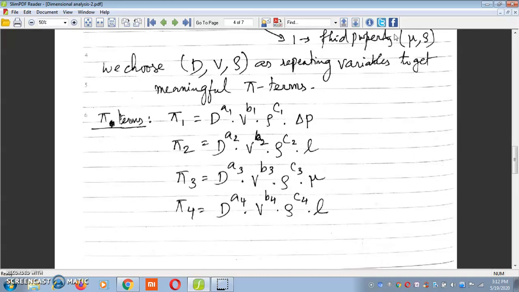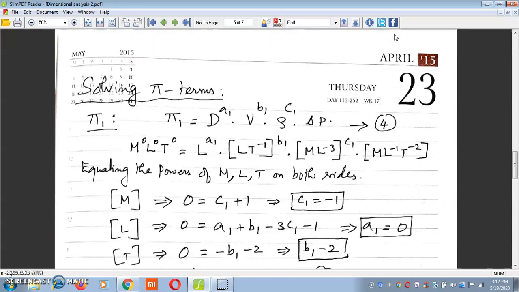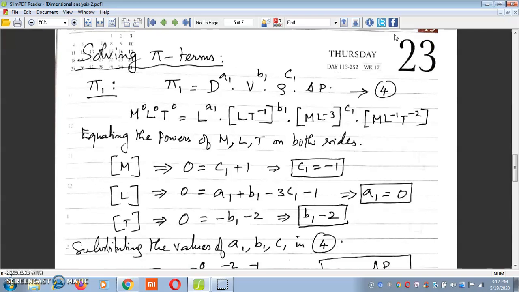Now I need to solve each pi term by the method of dimensional homogeneity. It is very simple. I need to substitute the dimensions of each quantity in the equation for pi and solve for the powers, which we have done already in the Rayleigh's method. Now here the dimensions for pi term is m to the power of 0, L to the power of 0, t to the power of 0. Why? Because it doesn't have any units or dimensions. That is why it is assigned as m power 0, L power 0, t power 0.